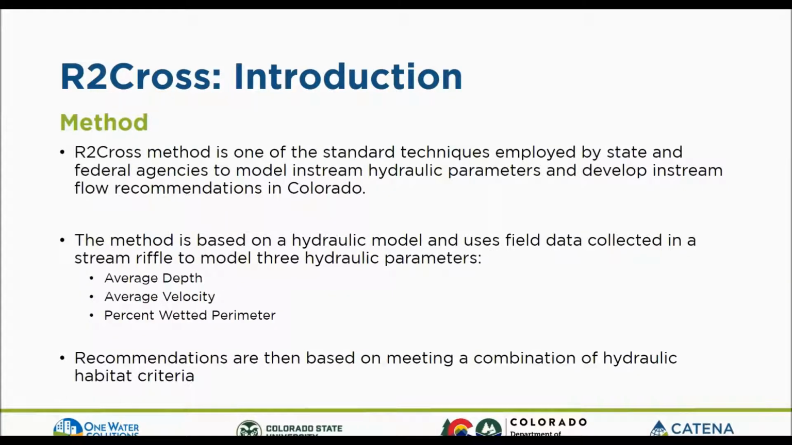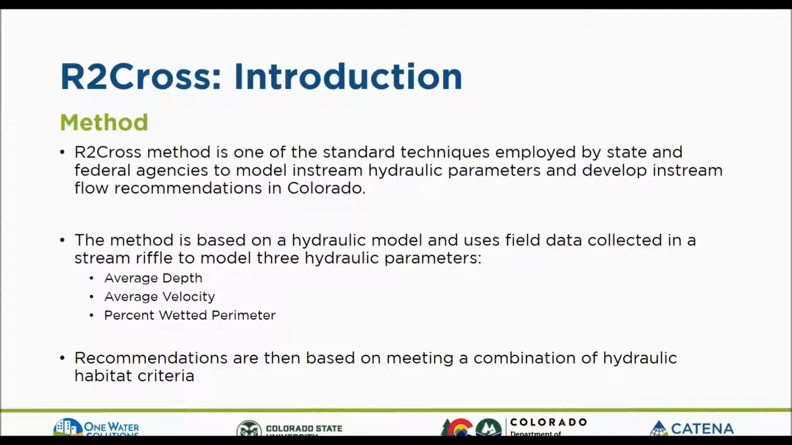The R2Cross method is based on a hydraulic model and uses field data collected in stream riffles. Riffles are most easily visualized as the stream habitat types that would dry up first should stream flow cease. The required field data include stream flow measurements, surveys of channel geometry at a transect, the longitudinal slope of the water surface, and pebble counts to determine the grain size distribution. Templates are available for download within the web tool.